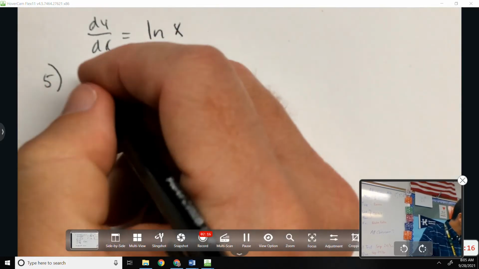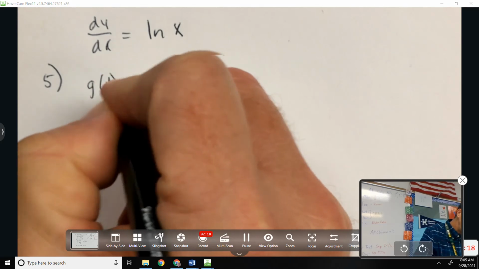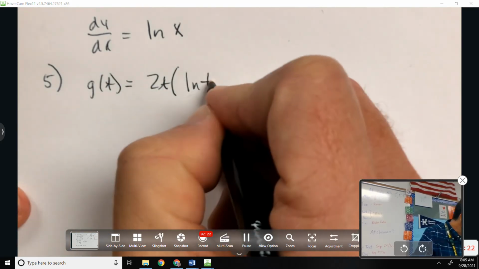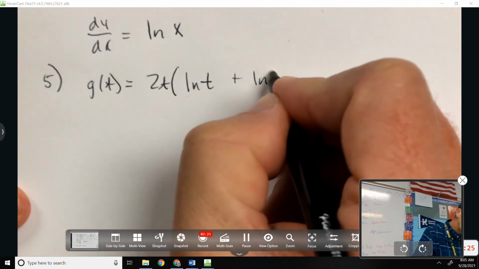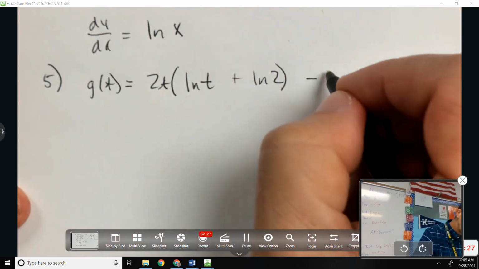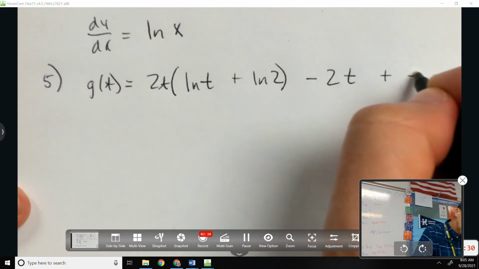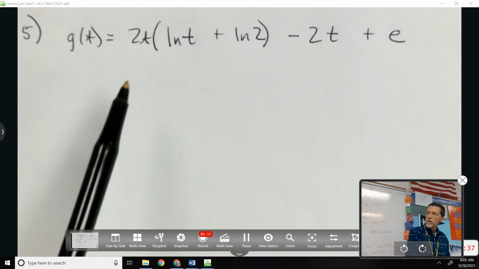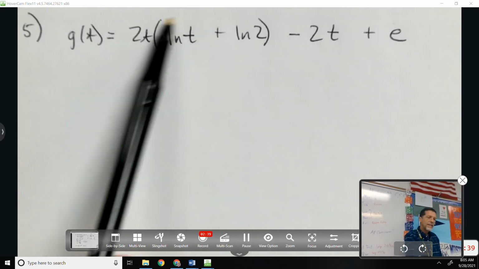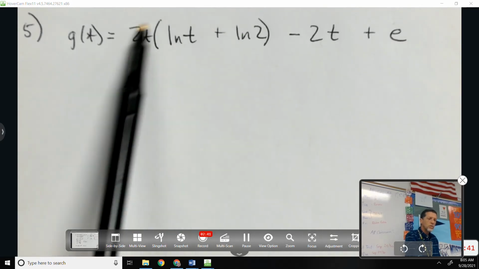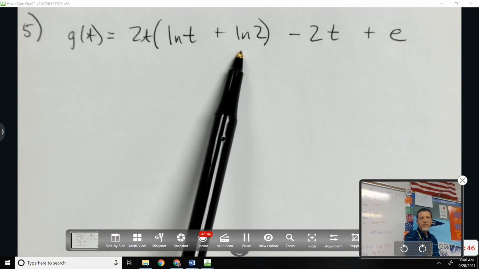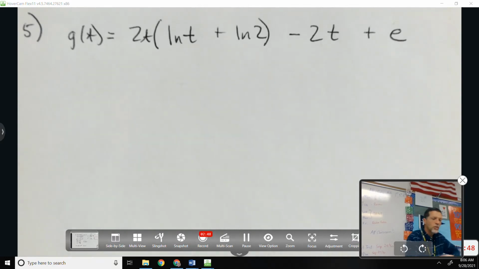Number 5, g of t equals 2t parentheses natural log t plus natural log 2 minus 2t plus e. It's like just throw everything into one problem here to review it all at once. This looks like product rule, although you might want to distribute first. I think we're still going to have to do product rule, but I'm going to distribute first.